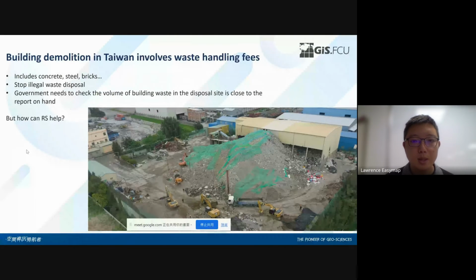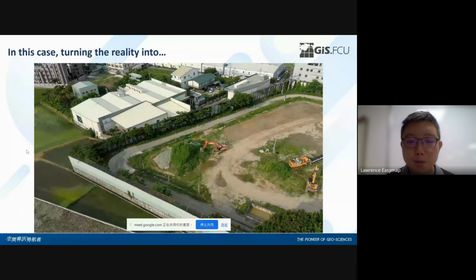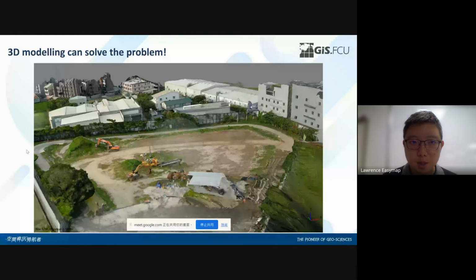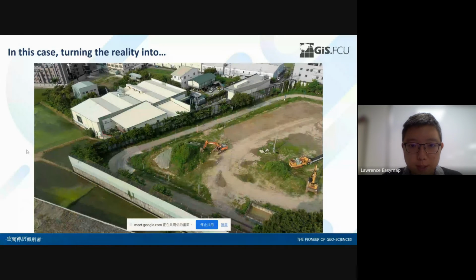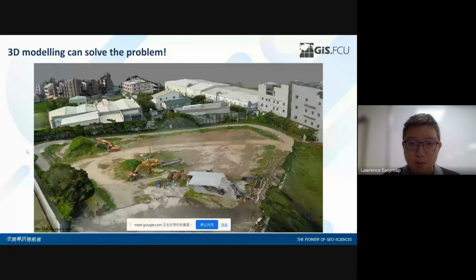But in this case, how can remote sensing help? First of all, we need to turn the reality into a digital model. Can you see the difference? This one is a picture of the reality. We took the picture by UAV, with some tilt angle, and you can see some disposal area. We generated a 3D model. It's pretty much like the reality, isn't it?